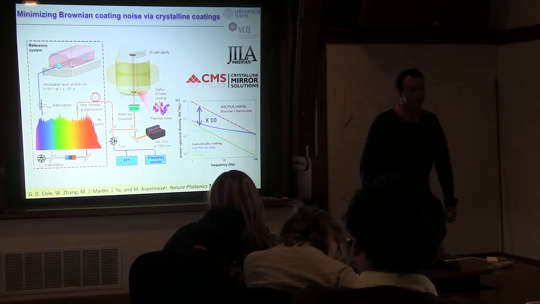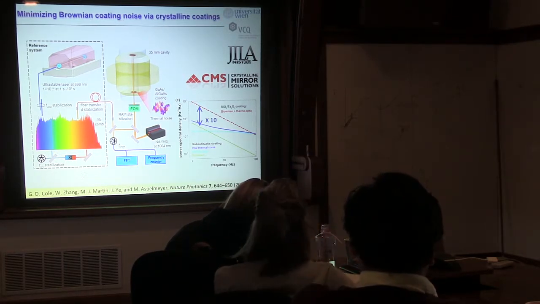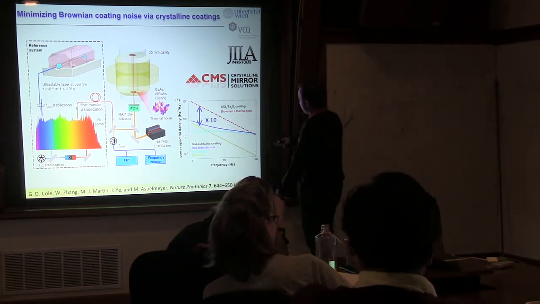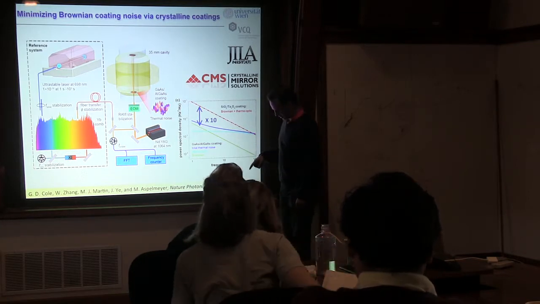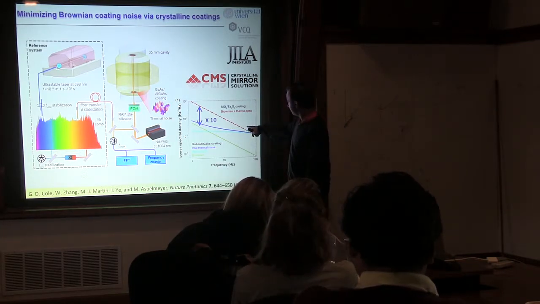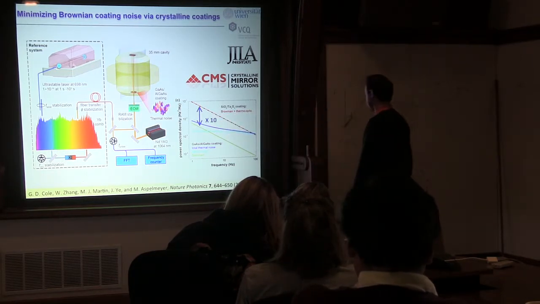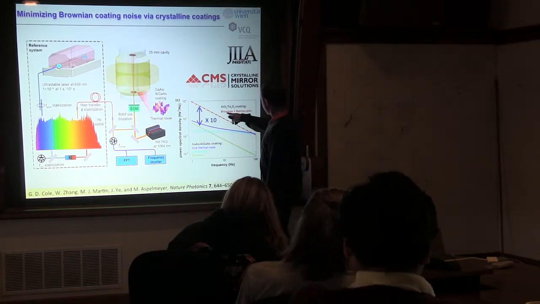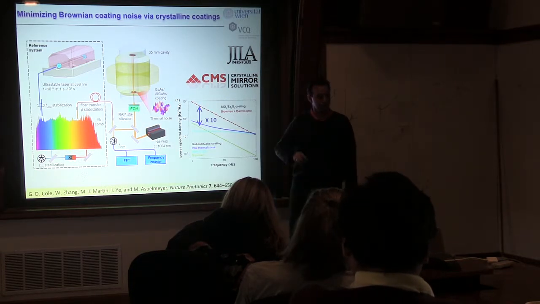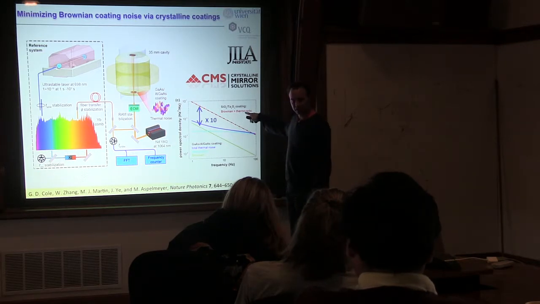So Markus, in this noise spectrum, which one is without the coating? The blue one is with the coating. This is the inferred contribution of the coating. And the red one is for the silica tantalum coating, the standard one, and it's Brownian plus thermo-optic. Thermo-optic I didn't talk about.